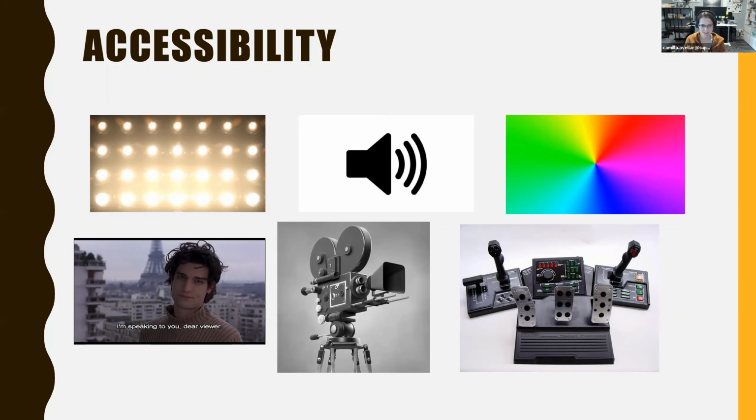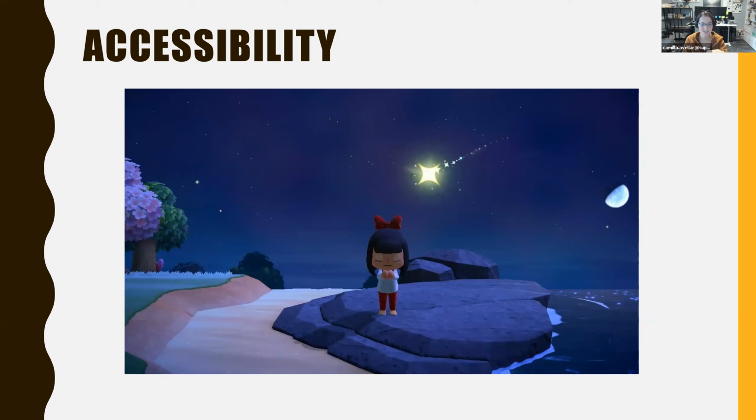So coming to the end, I was going to talk about this, but it's just an audio only cue that exists in Animal Crossing, and I always miss it, because this shooting star, you can only notice it if you listen to the sound, and I never listen because it's too low. Anyway, so coming to the end, the parts are over, now it's just the end.